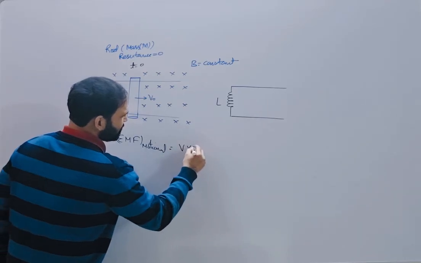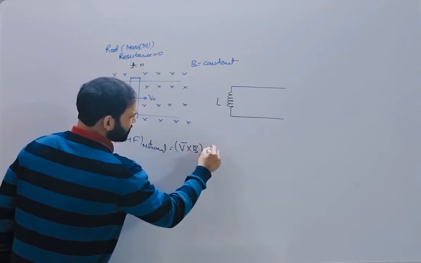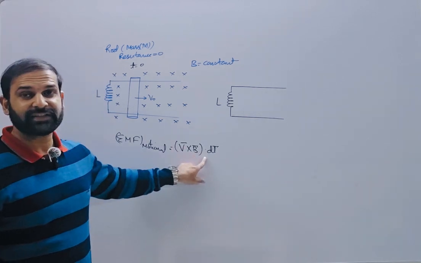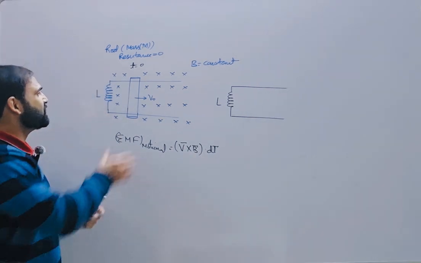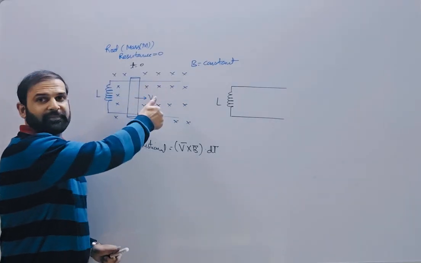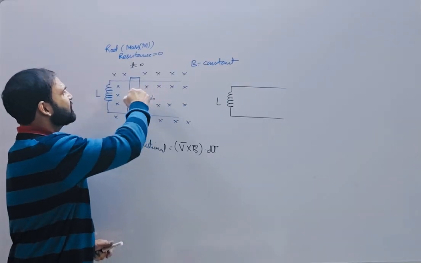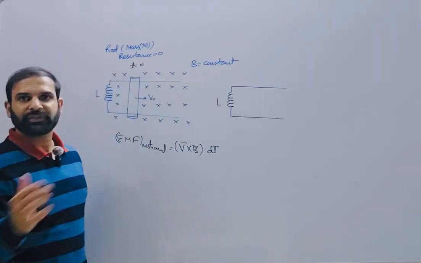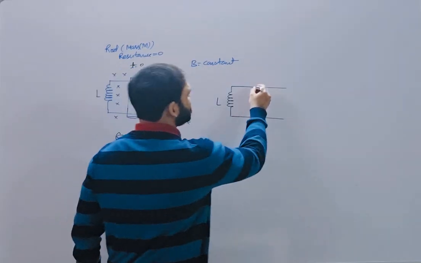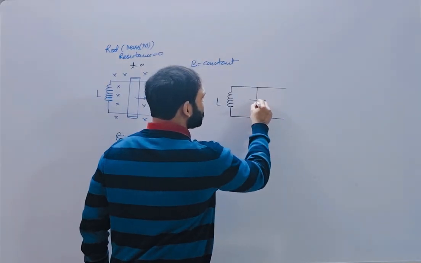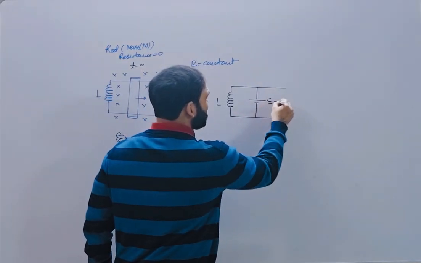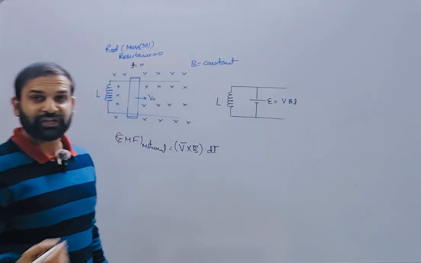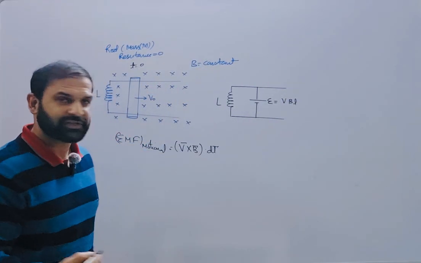V cross B dot dl, where V is the velocity, B is the magnetic field, and dl is the length of the rod. So V cross B dot dl means that positive charges start accumulating towards the upper end of the rod. So we can draw that battery this way, and the EMF can be written as VBL, where V is the velocity of the rod at any time t.